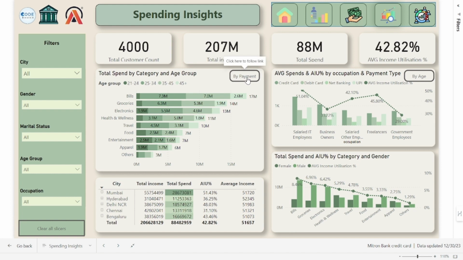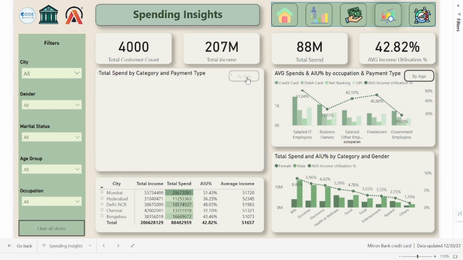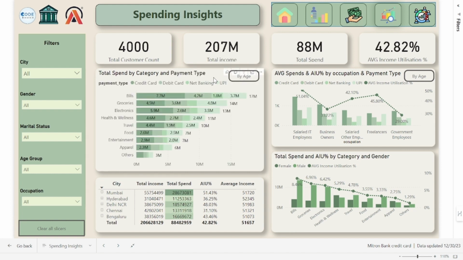And there is a button. If you click on this button, we will see the chart that shows the total spending by category of different payment types. Most of the customers use a credit card for paying bills, electronics and health, health and travel, followed by UPI. If we take a close look at groceries, UPI is used by the customers more when compared to the credit card.